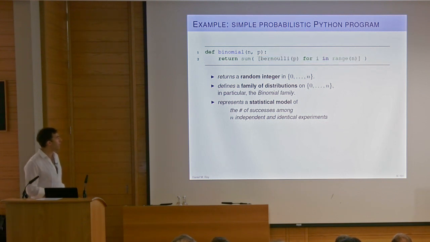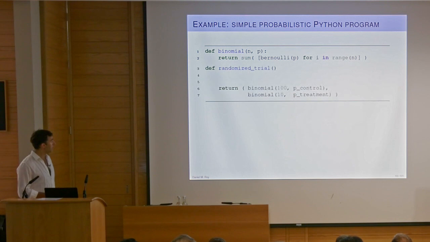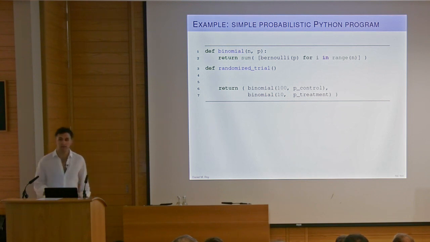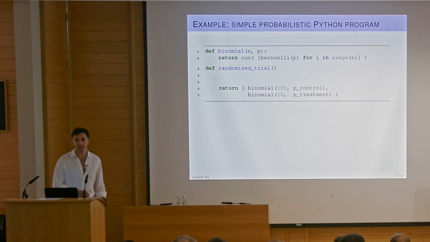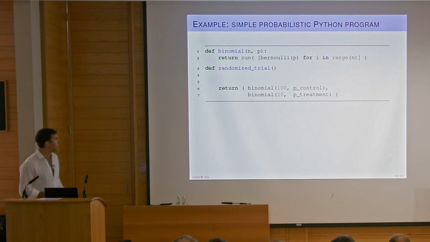So let me just do that right now, give myself some space, and introduce a procedure called randomized trial. At the end of the day, randomized trial is going to return a pair of numbers. It's going to return a call to binomial with 100 and a variable called p control, and the second element of the tuple is going to be a call to binomial 10 and p treatment. So what is this going to return? It's going to return a pair of natural numbers between 0 and 100 and 0 to 10.